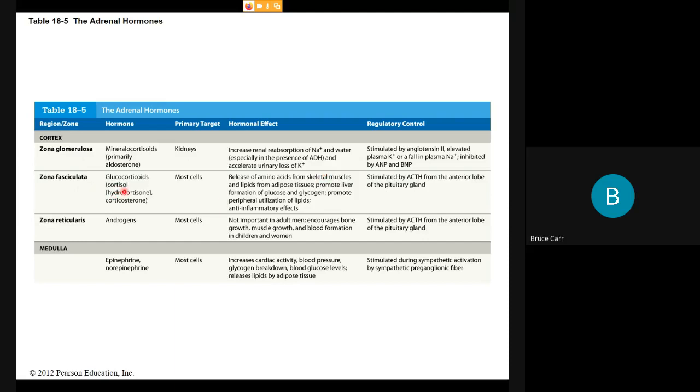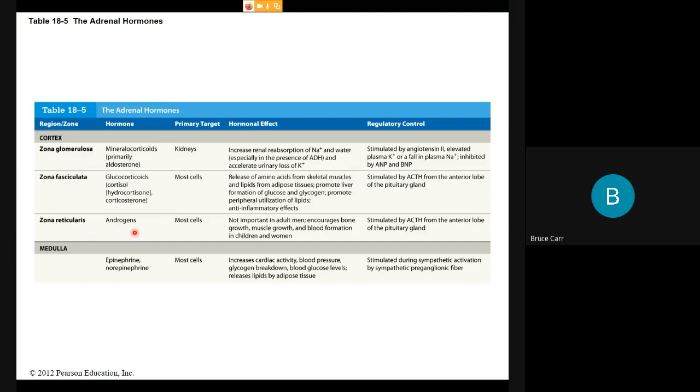The zona fasciculata, the so-called glucocorticoids: cortisol, hydrocortisone, corticosteroid. This may be familiar in some forms to many of you, and will affect most cells. It'll cause amino acids to be released from skeletal muscles and lipids from adipose tissue. So it's basically promoting the release of monomers that act as nutrients and as building blocks. The glucocorticoids promote formation of glucose in the liver and glycogen, and promote the peripheral utilization of lipids.